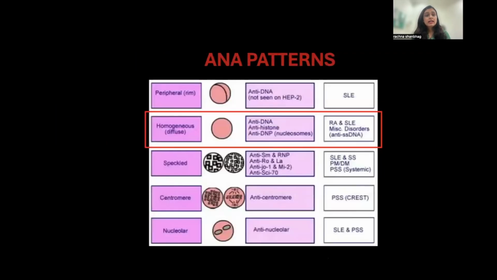Subsequently, the type of pattern of positivity also tells us the type of antibodies involved, such as a homogeneous pattern indicating the presence of anti-dsDNA, antihistones, and anti-DNP or nucleosome antibodies. Now, why is this important?